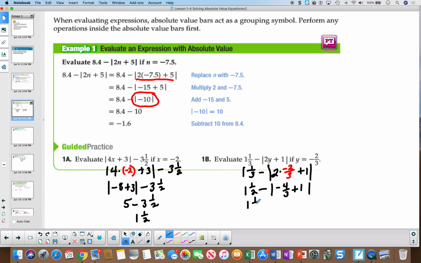And then I'll have 1 and 1/2 minus, now this is the same thing as -1 and 1/3. -1 and 1/3 plus 1 will make a -1/3 here. And then I'm going to write 1 and 1/2 minus, and then remember this is the absolute value of that, which will be 1/3. So this is going to be 3/2 take away 1/3. Now remember our fractions, we need to get common denominators. So if I multiply top and bottom by 3, that'll be 9/6. Multiply top and bottom by 2, that'll be 2/6. And so my answer will be 7/6.